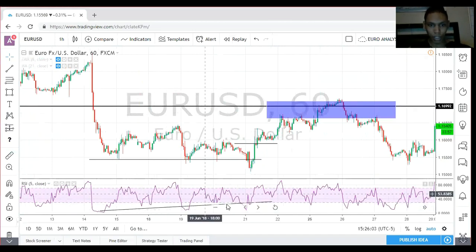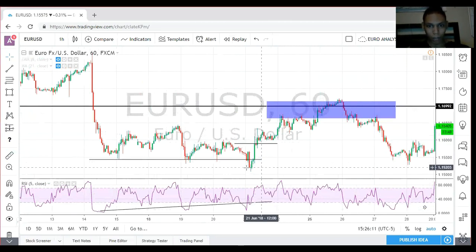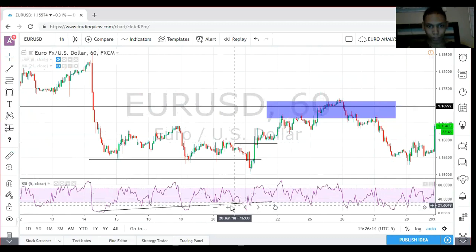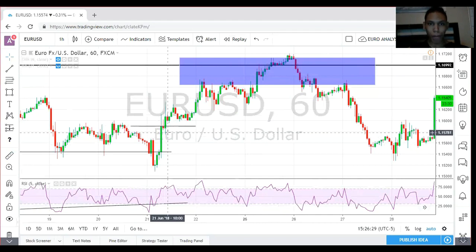Basically, price was going in a bullish trend, but price made a low, lower high, lower low, lower high, lower low, broke it. Bearish engulfing, mini reversal pattern, and then a bullish engulfing broke this little area right here, indicating strong buying pressure.